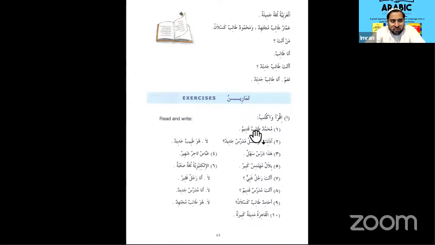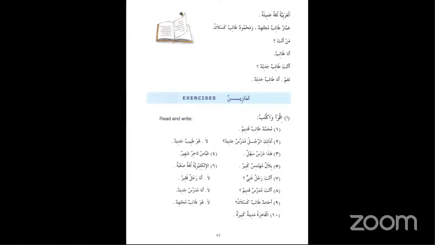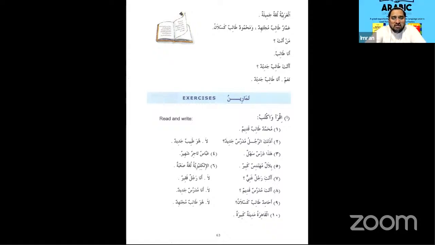Muhammad the old student. So when we say Muhammad the old student, have we put is anywhere in the sentence? Is there any is in the sentence? No, I haven't said is. Muhammad, the old student. So it becomes an incomplete sentence.